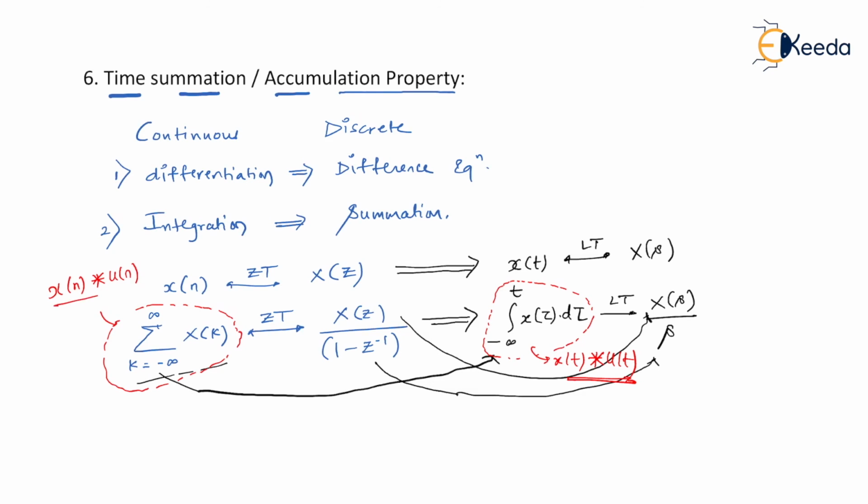Please try to understand. Whether you write this expression or that expression, it is one and the same thing, and we have already learned this in the convolution chapter. When I'm saying x of t convolved with u of t, it is as good as passing your x of t through an integrator. Similarly, when you are convolving your x of n with u of n, it is as good as operating with the summation operator on x of k, where k moves from minus infinity to infinity. It is the same thing.